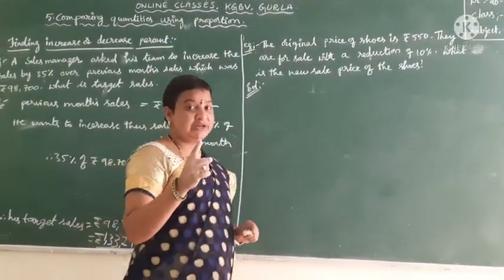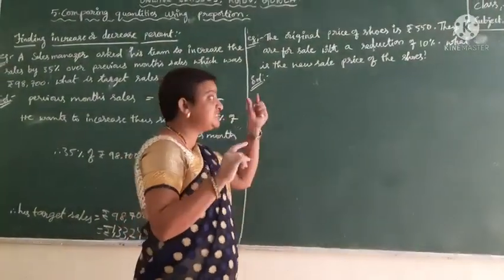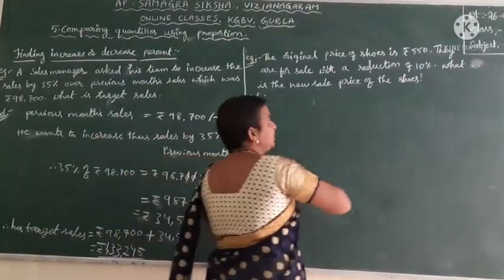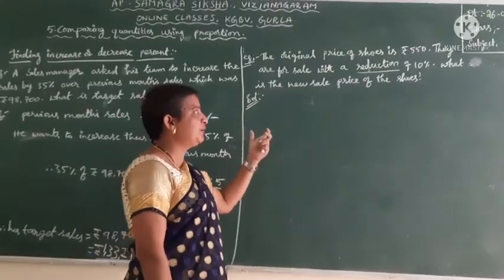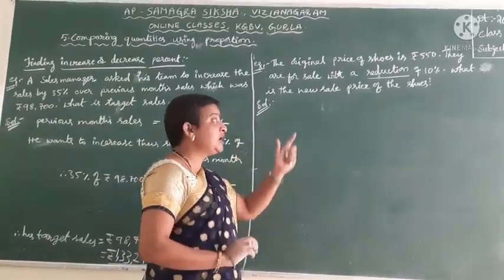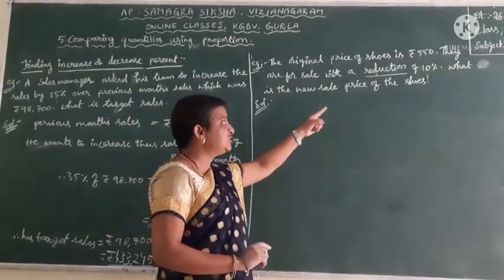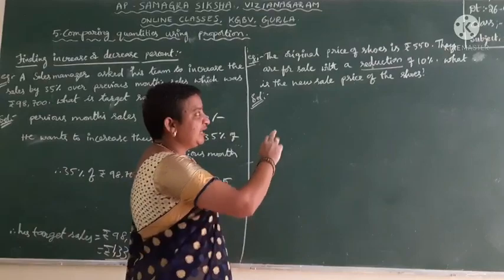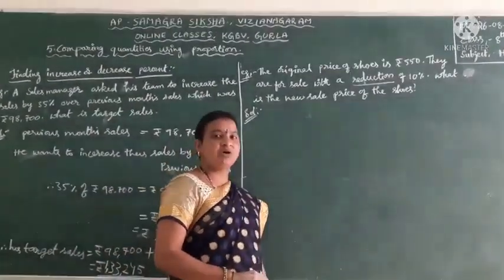Okay children, I already told you, you have to read the problem very carefully. You have to understand the words, then only you can solve. Reduction of 10% means the shopkeeper wants to decrease the cost price by 10%. So what is the new sale price of the shoes? First we find the reduction of 10%, then we find the new sale price of shoes.